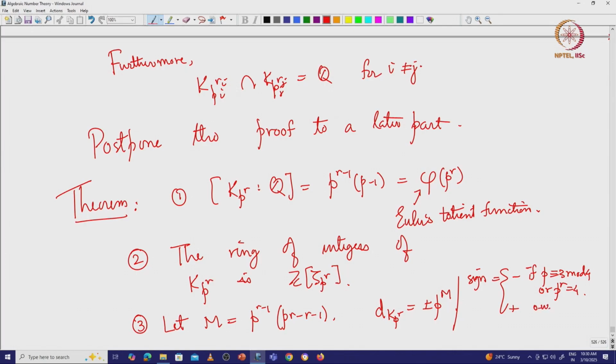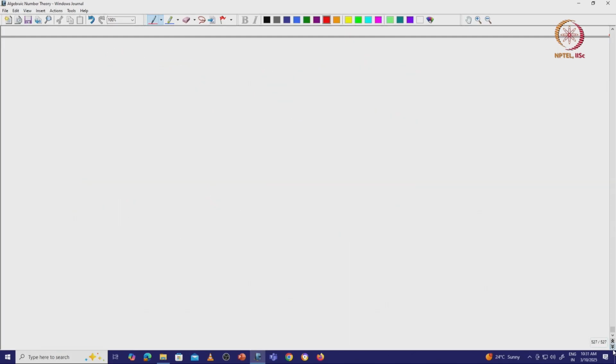If p is equal to 2, then 2 squared is 4, that is the only case when you have a negative sign, and in all other cases you have positive signs for p equal to 2. If p is odd, then it depends on whether p is 1 mod 4 or 3 mod 4. So, that is the discriminant.